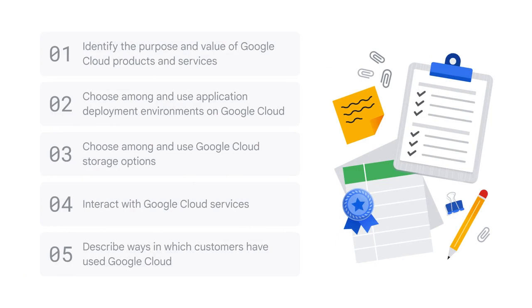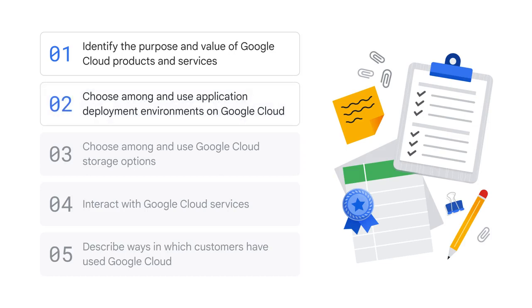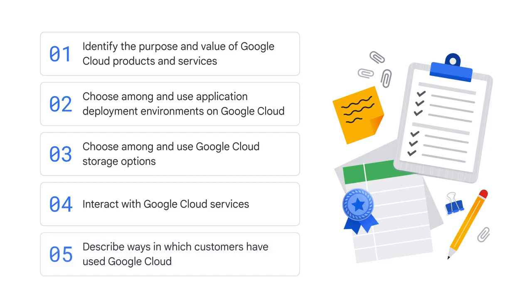By the end of this course, you should be able to identify the purpose and value of Google Cloud products and services, choose among and use application deployment environments on Google Cloud, like App Engine, Google Kubernetes Engine, and Compute Engine, choose among and use Google Cloud storage options, like Cloud Storage, Cloud SQL, Cloud Bigtable, and Firestore, interact with Google Cloud services, and describe ways in which customers have used Google Cloud.